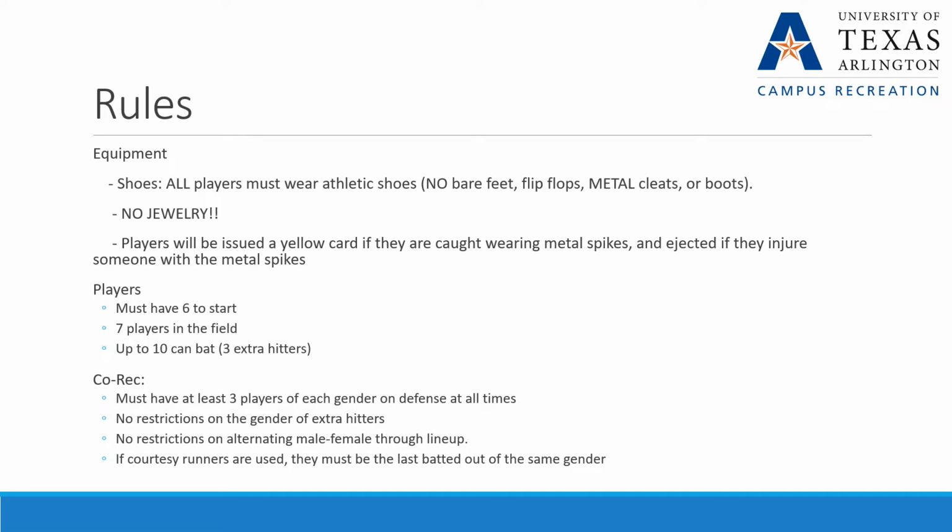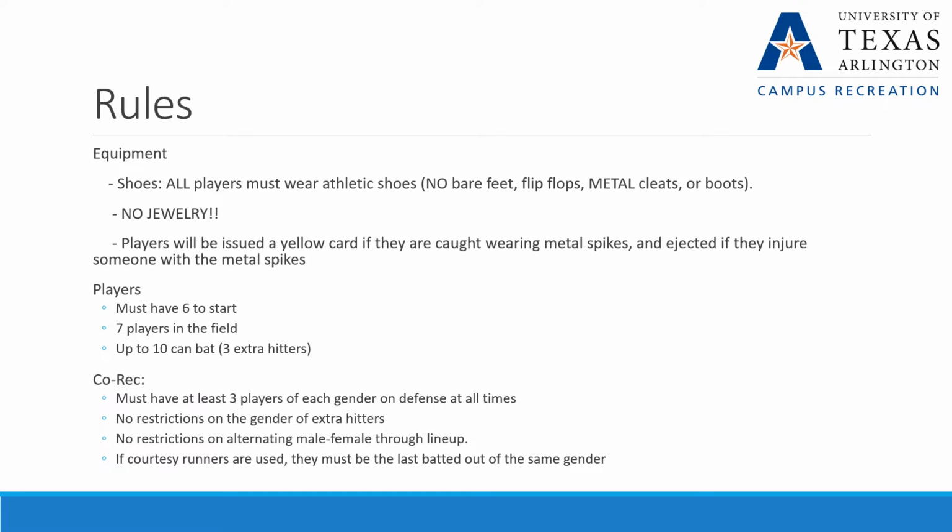For equipment, all players must wear athletic shoes. This means no bare feet, flip-flops, metal cleats, or boots. There's no jewelry allowed. Players will be issued a yellow card if they are caught wearing metal spikes and ejected if they injure someone with those metal spikes.